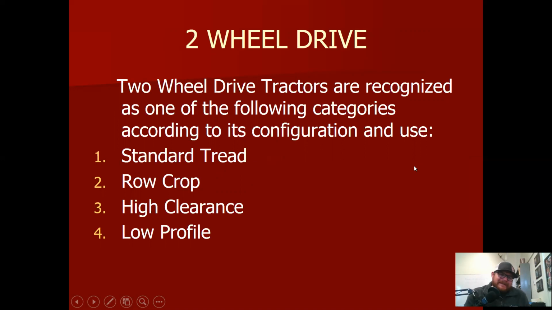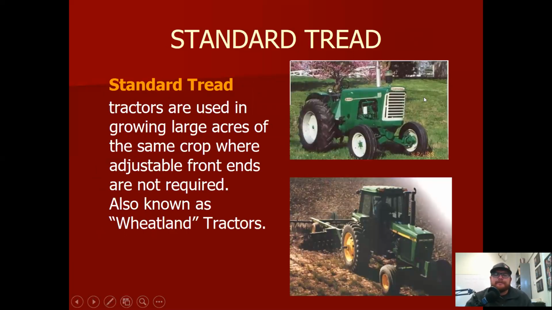When we deal with these two-wheel drive tractors, we categorize them even further down as either a standard tread, a row crop, a high clearance, or a low profile tractor. Some of these two-wheel drive tractors also can be considered mechanical front-wheel drive tractors as well. It really just depends on what type of equipment is on there, but they do fall under the same categories as these.